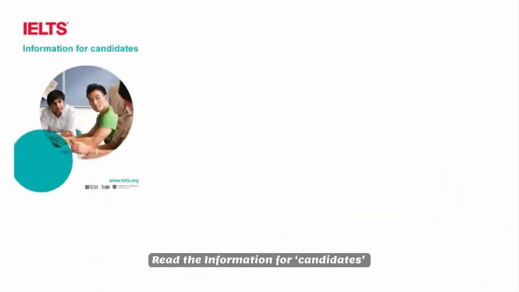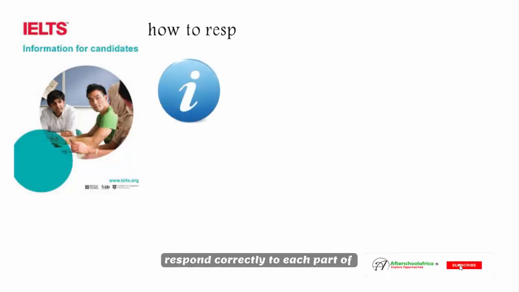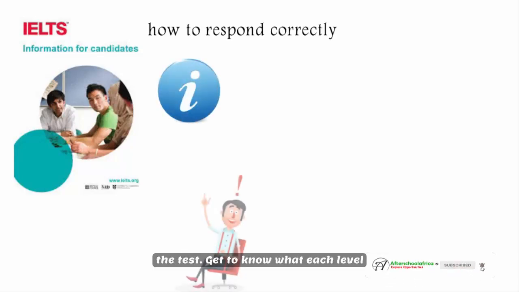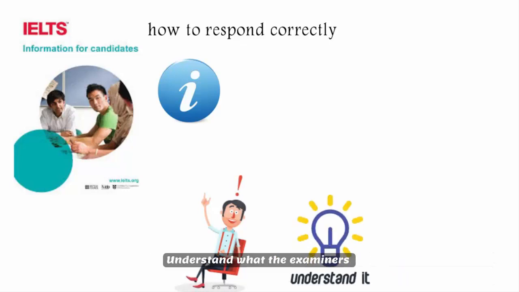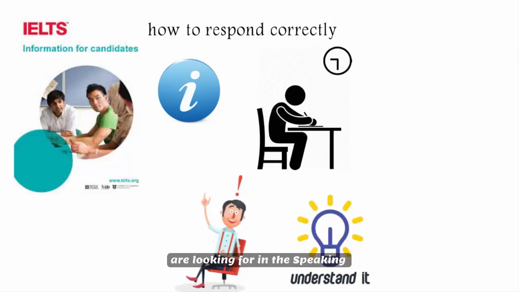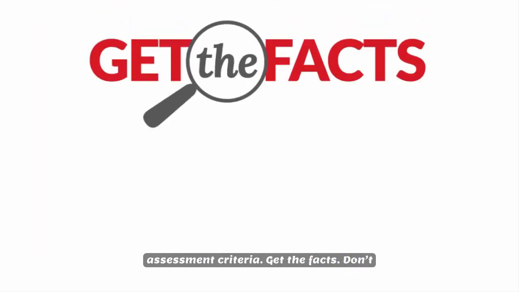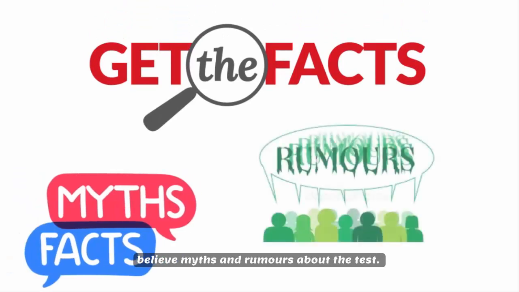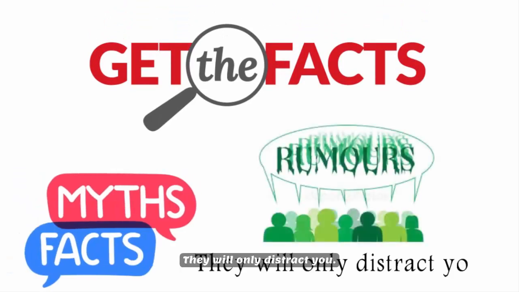Read the information for candidates booklet, which provides essential information about how to respond correctly to each part of the test. Get to know what each level on the IELTS band score table means. Understand what the examiners are looking for in the speaking and writing tests by reading the assessment criteria. Get the facts. Don't believe myths and rumors about the tests. They will only distract you.